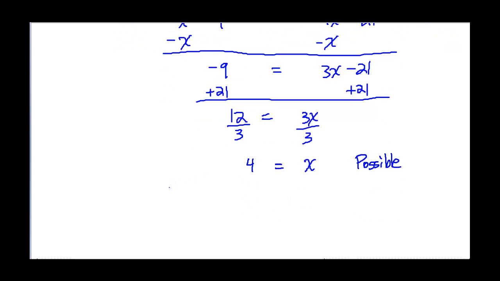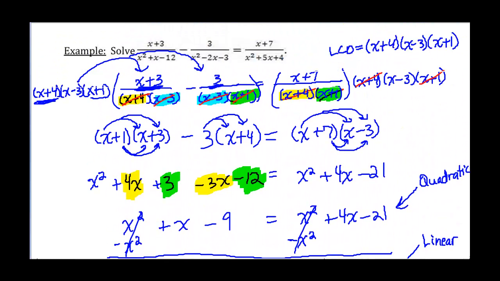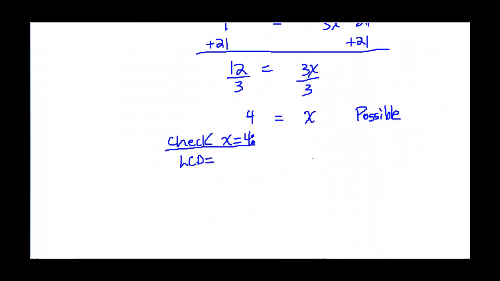And so I want to check to make sure it's not an extraneous solution. I'm going to scroll back up so I can recall what my LCD was in this example. It was x plus 4 times x minus 3 times x plus 1. The only one that had a minus was the 3. So x plus 4 times x minus 3 times x plus 1.